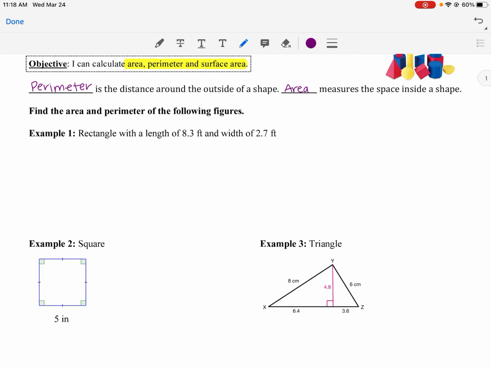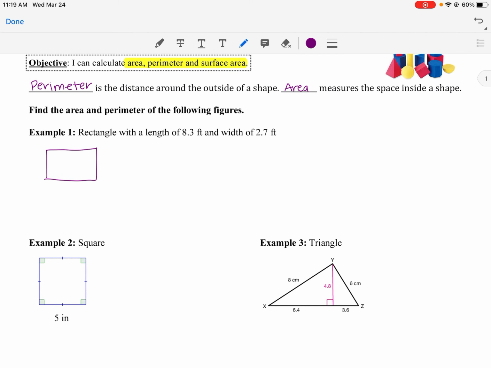So the first one they give you is a rectangle. Sometimes if it's helpful, I draw a picture. It tells you it has a length of 8.3 and a width of 2.7 feet. Okay, so if I ask you what the area of that rectangle is, you're going to simply take the length and times it by the width. So we get 8.3 times 2.7, and we end up with 22.41 feet, and because it's area, we have it squared.